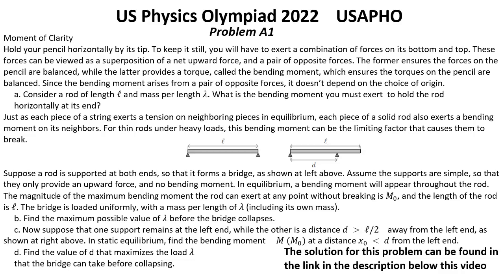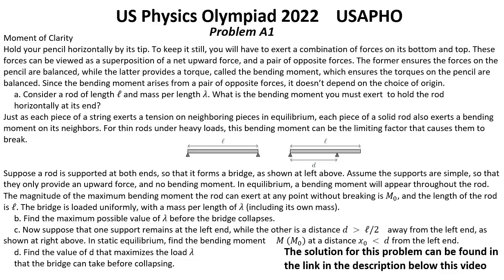Just as each piece of string exerts a tension on the neighboring pieces in equilibrium, each piece of solid rod also exerts a bending moment on its neighbors. For these rods under heavy loads, this bending moment can be the limiting factor that causes them to break. Suppose a rod is supported at both ends, so that it forms a bridge as shown at left above. Assume the supports are simple, so that they only provide an upward force and no bending moment.